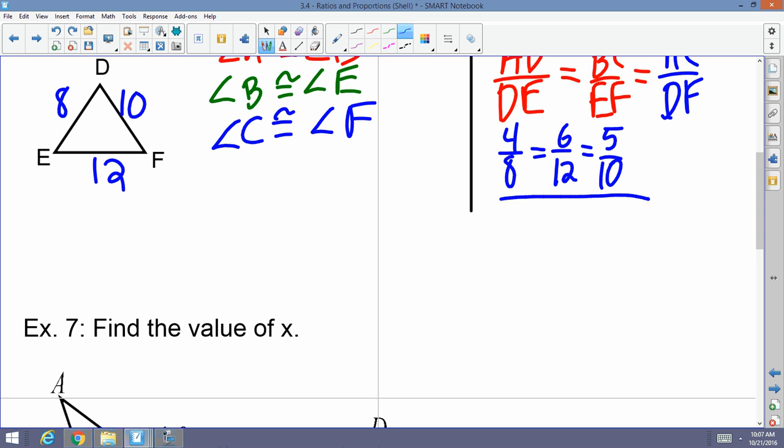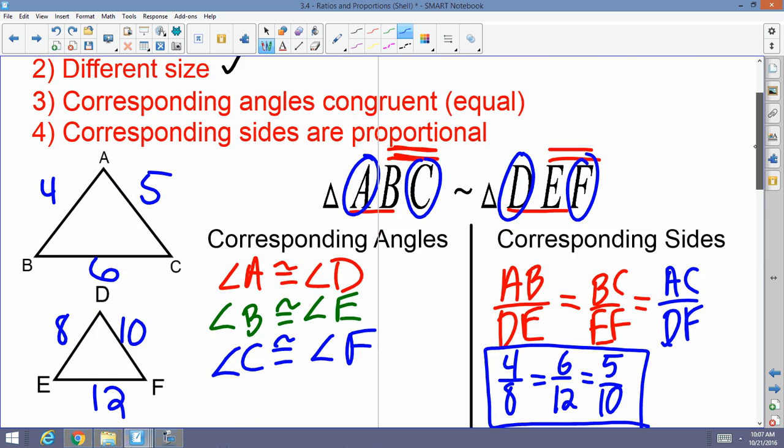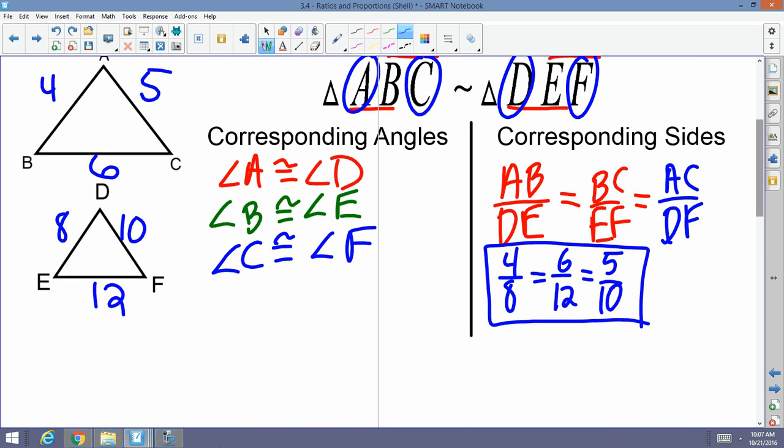Are these proportional? Absolutely. Of course they're equal: that's a half, that's a half, that's a half. So they're all proportional. Does that make sense? Thank you, my man. Yes, sir, my brother.